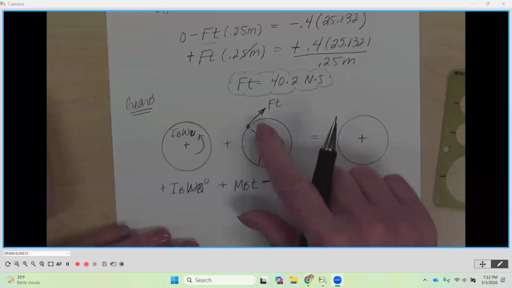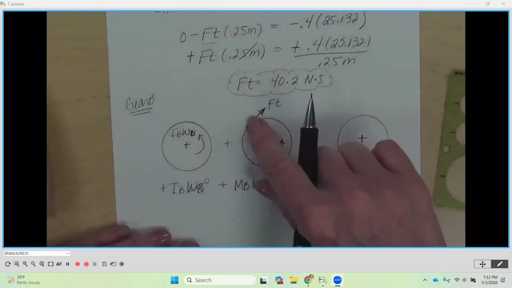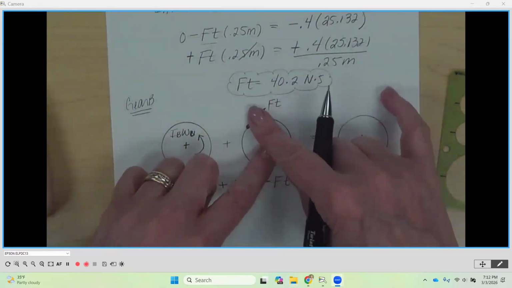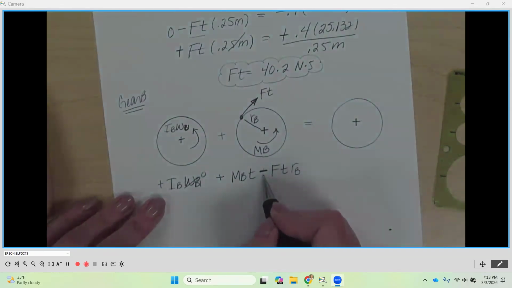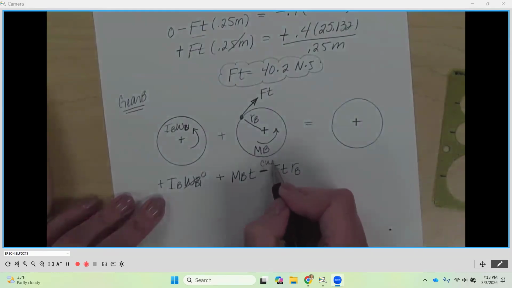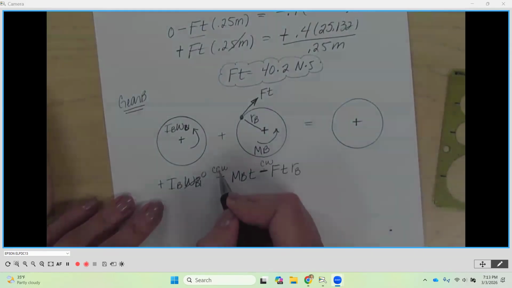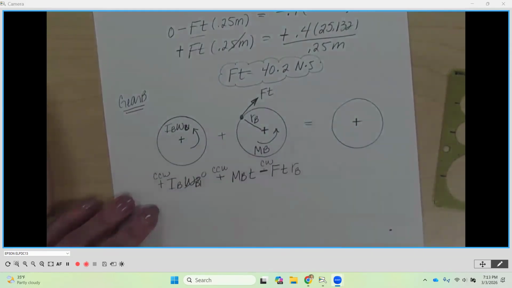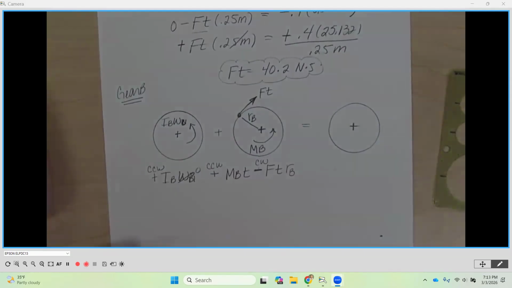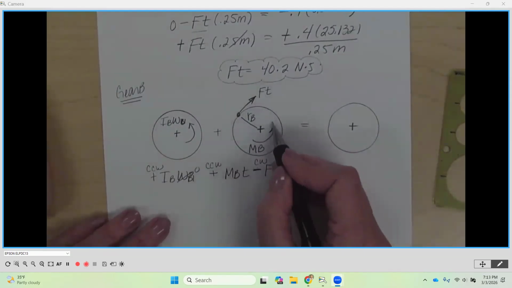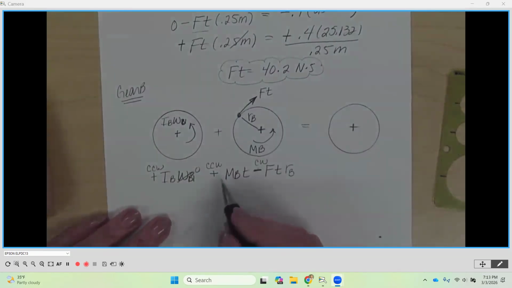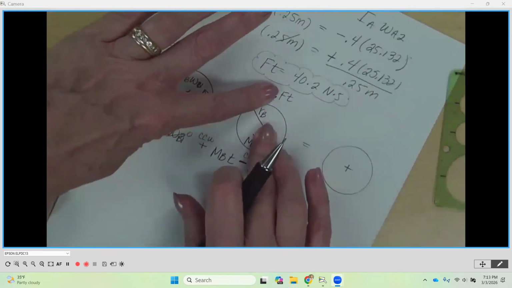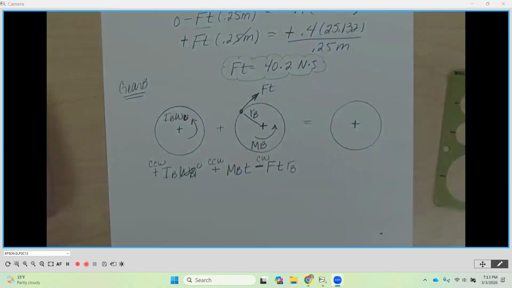Now, the reason that this is going negative is because if we put our finger at the center and we pull in the direction of that force, it is going to go in a clockwise direction. So this one's clockwise, this one's counterclockwise. Does that make sense to everybody? Okay, this MB is going counterclockwise, so it's positive, but the F times T will be clockwise, so it'll be negative.